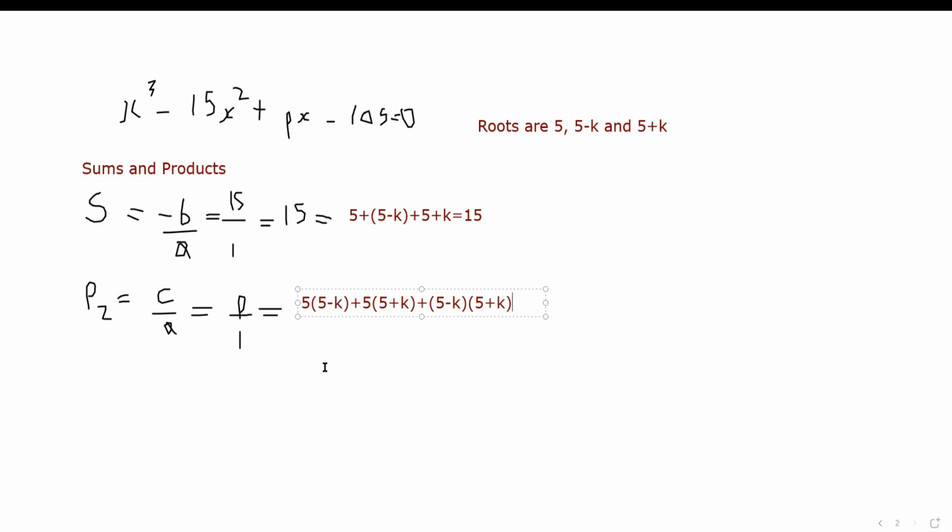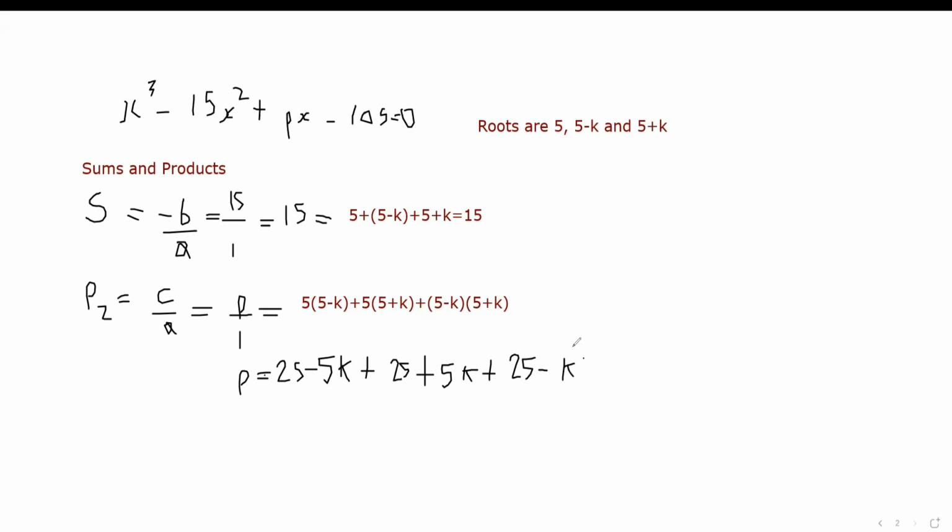So this right here is telling us that P is equal to, all I have to do is expand this. 5 times 5 is 25. Then 5 times minus K, so that's 25 minus 5K. Cool. Then I have 5 times 5 is another 25, and 5 times 5K is another 5K, but this time positive. And then (5 minus K) times (5 plus K) is a difference of 2 squares, so we end up getting 25 minus K squared.